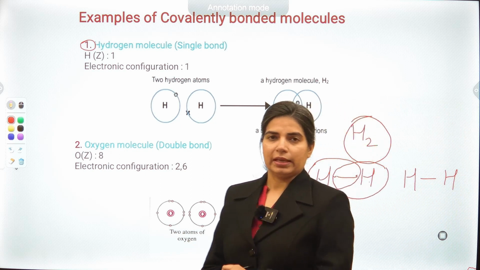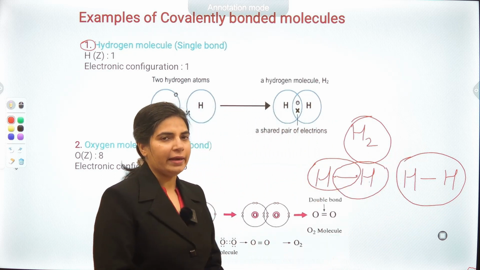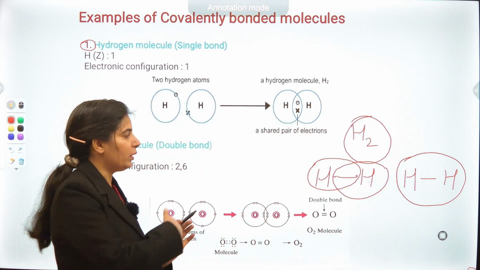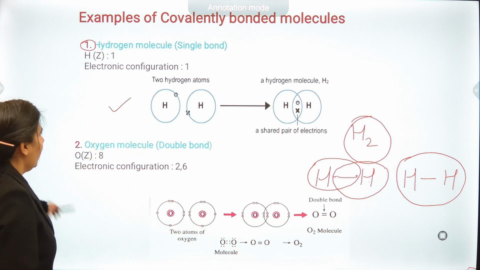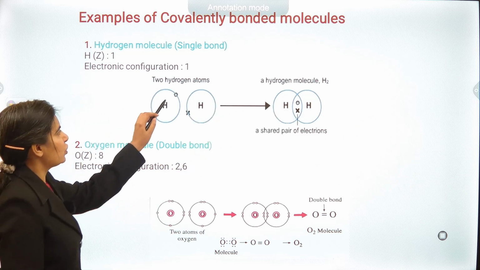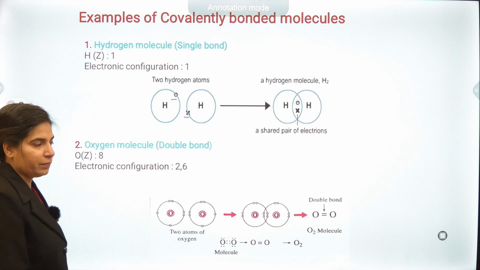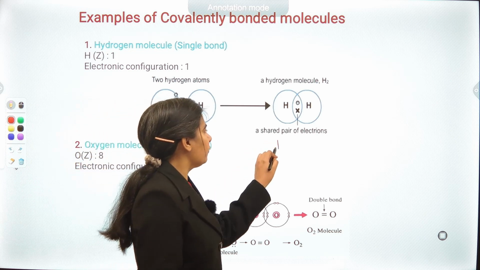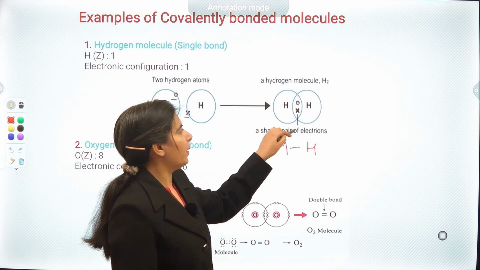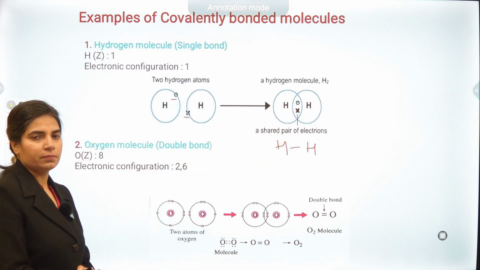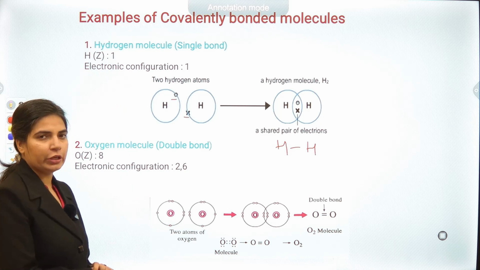Now, what does that indicate? It means hydrogen has completed its duplet by the sharing of electron with the other hydrogen atom, as shown in the figure. Here, the hydrogen is having 1 electron. And this is another hydrogen which is having 1 electron. And by clubbing, they are forming H2, where both of the electrons are shared by both of the atoms of hydrogen. So this is the covalent bonding in case of hydrogen molecule.